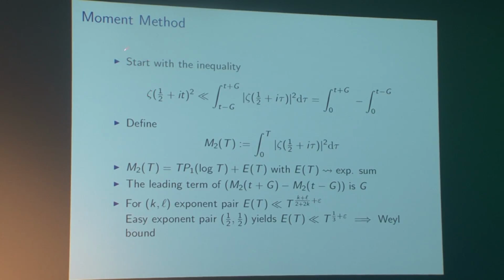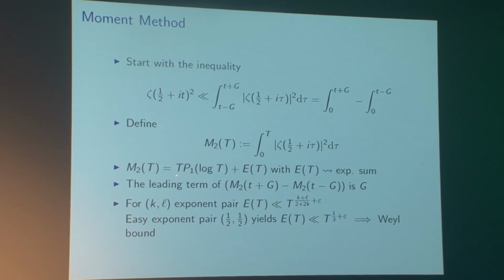So the moment method is something more general, as you will see. What we do in the moment method is we have such an inequality where the particular value of the zeta is bounded by an integral. And this integral is the difference of these two integrals, 0 to T plus G and 0 to T minus G. If we define the moment M(T) to be the integral from 0 to T of |zeta(1/2 + it)| squared, then it's the difference of M(T+G) minus M(T-G). And if you have an asymptotic for this moment, then you can use that asymptotic to get a bound for zeta(1/2 + it). Right?